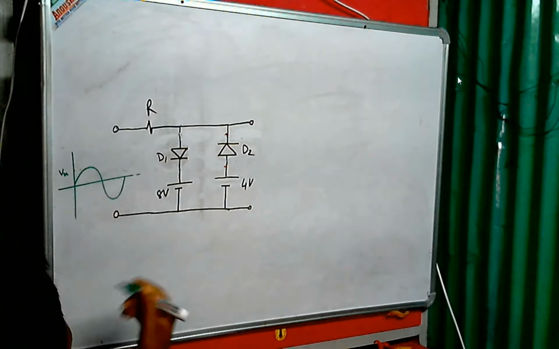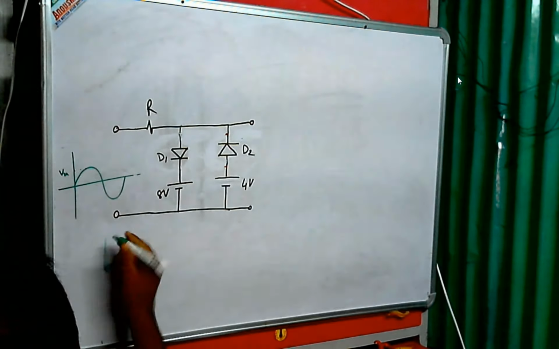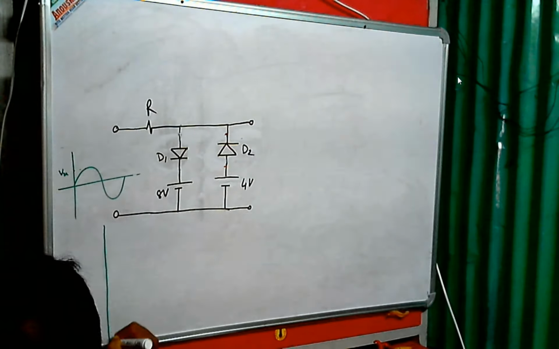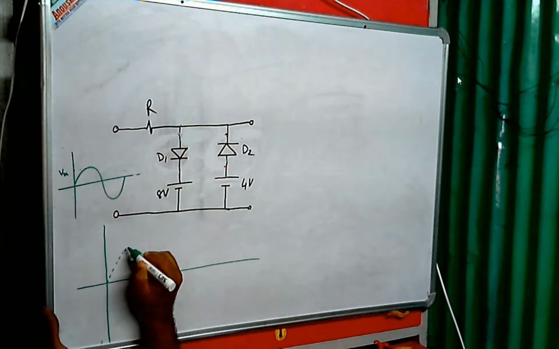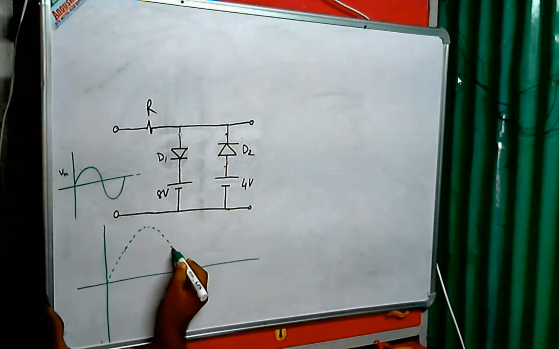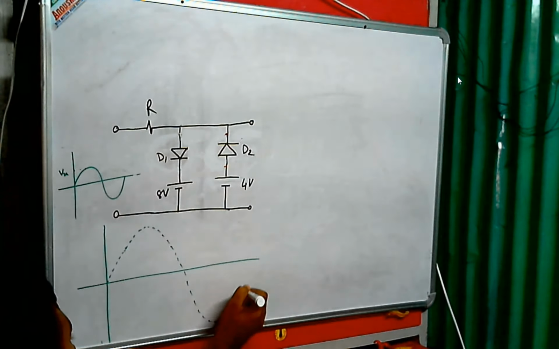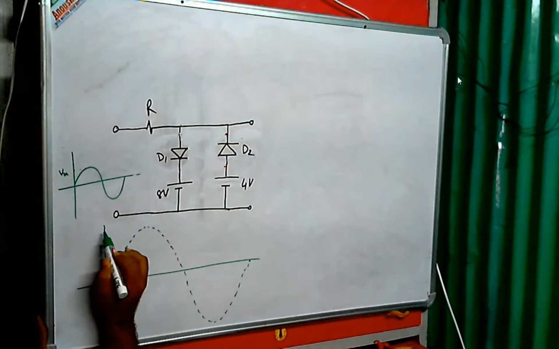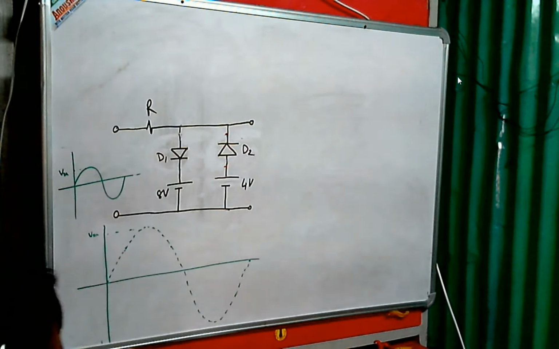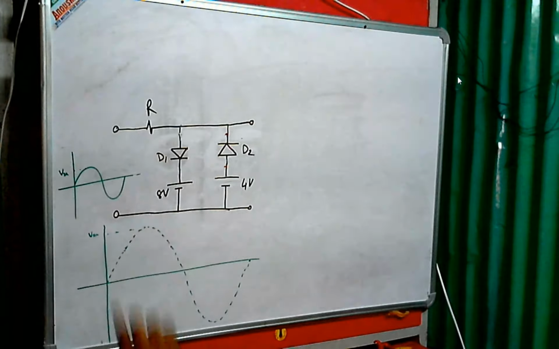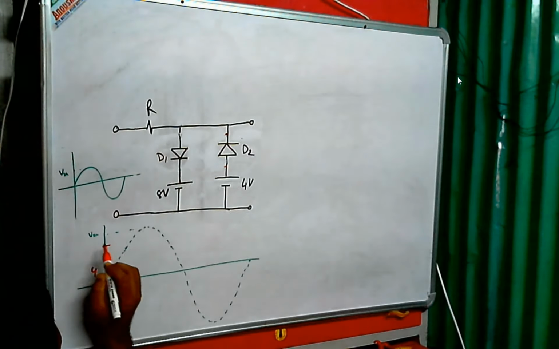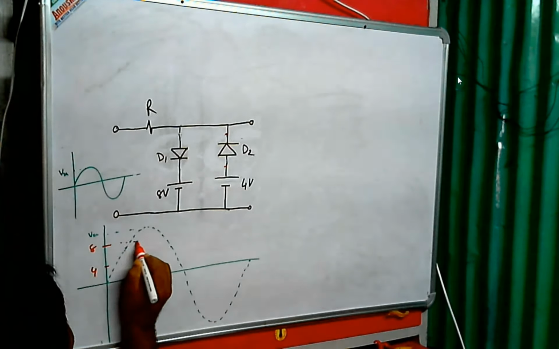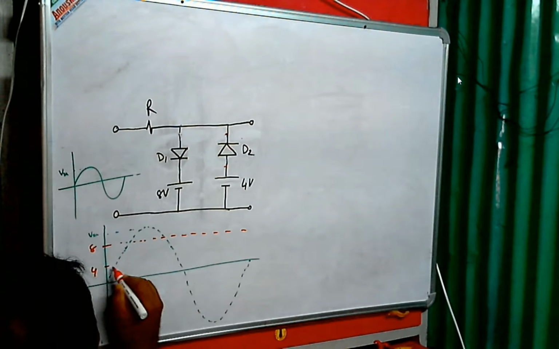Now let us draw the input signal again. So this is our input signal, right? Now the amplitude is Vm. And the important voltages are plus 8 volt and plus 4 volt. So we can mark these voltages. Let us assume this is plus 4 volt and this is plus 8 volt. So you can draw some lines with respect to this plus 4 volt and plus 8 volt.